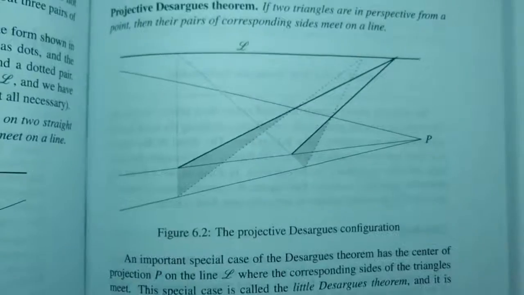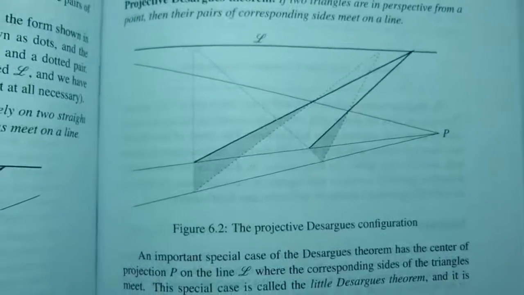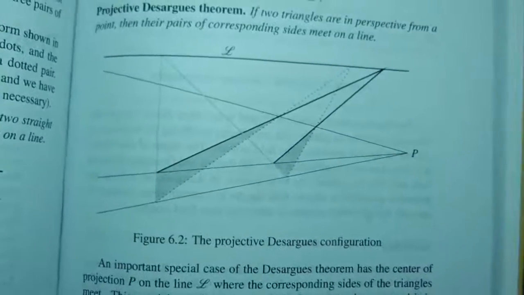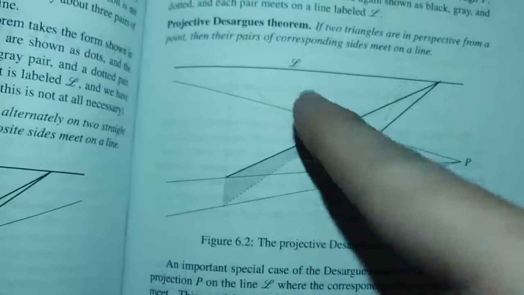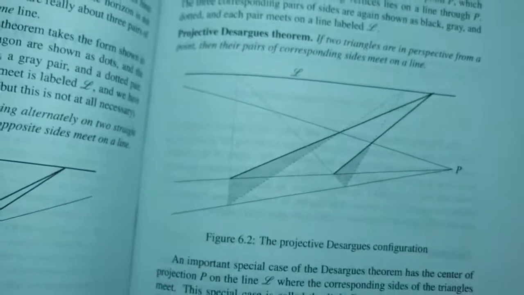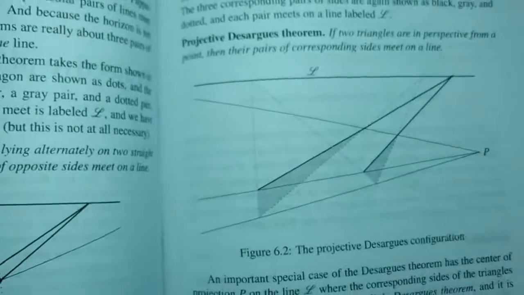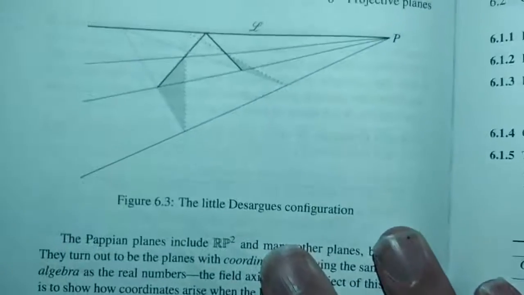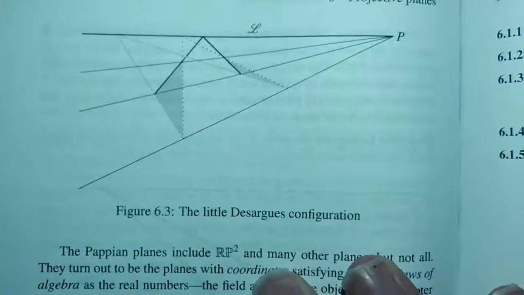Now, there's a special case of the Desargues theorem, and the special case is when the center of projection is on the line L where the corresponding sides meet. Okay, so that's a special case, and it looks a little bit different. It's called the little Desargues theorem. So I'm going to show you what it looks like, and then I'm going to read what's going on here. So here's the picture of the little Desargues theorem.